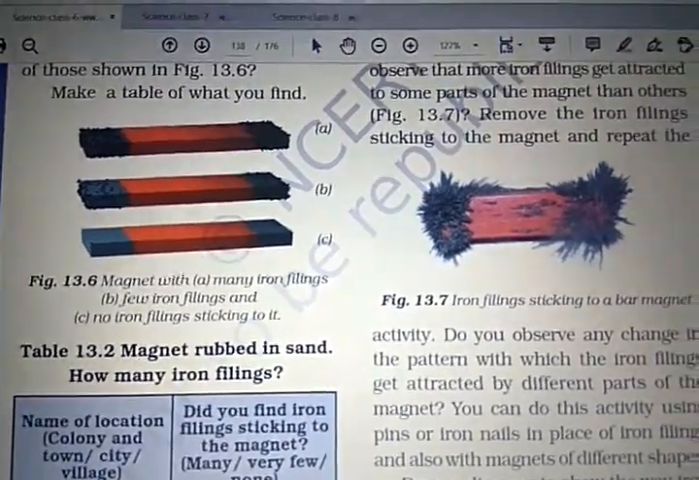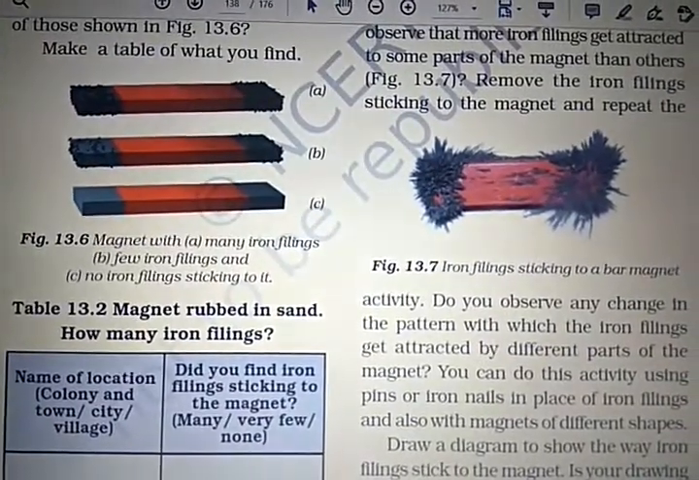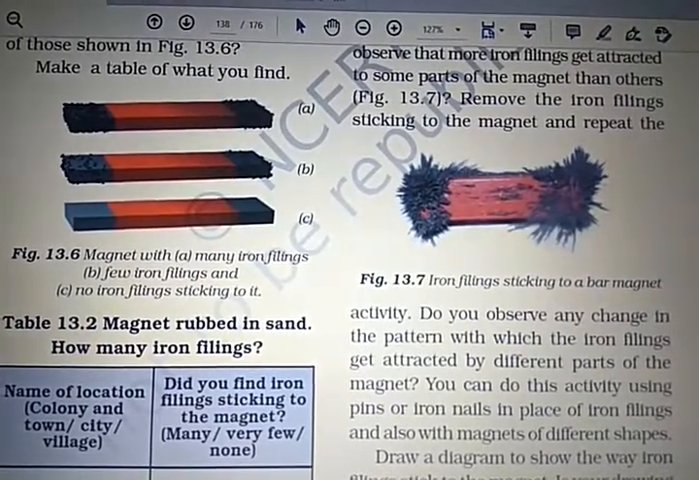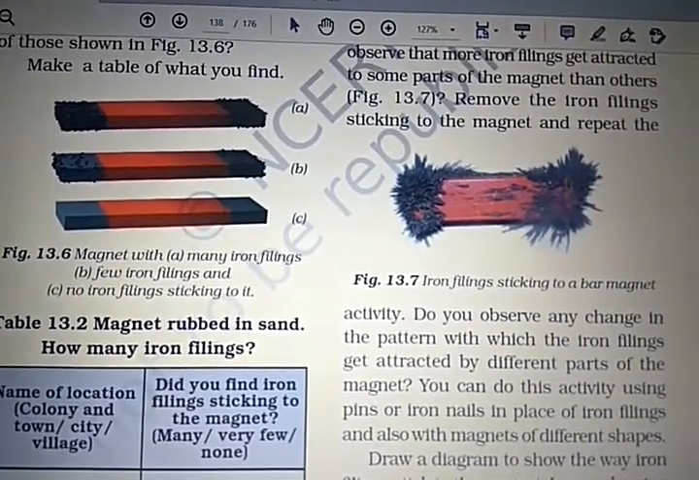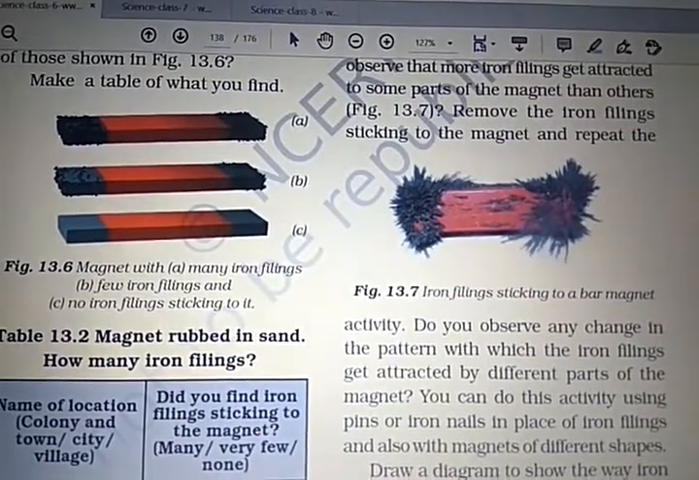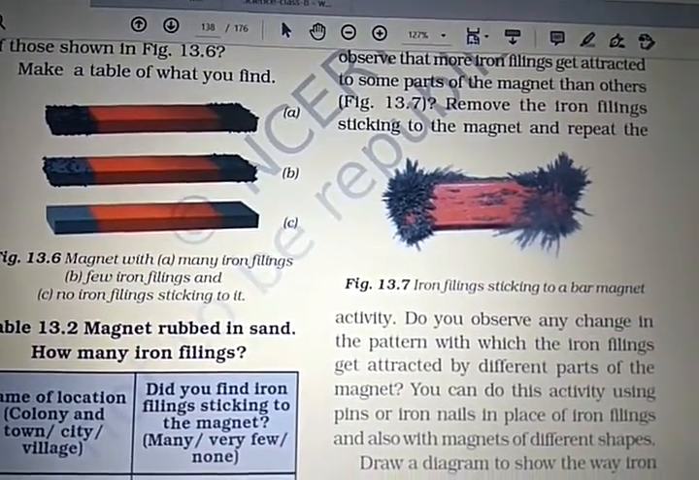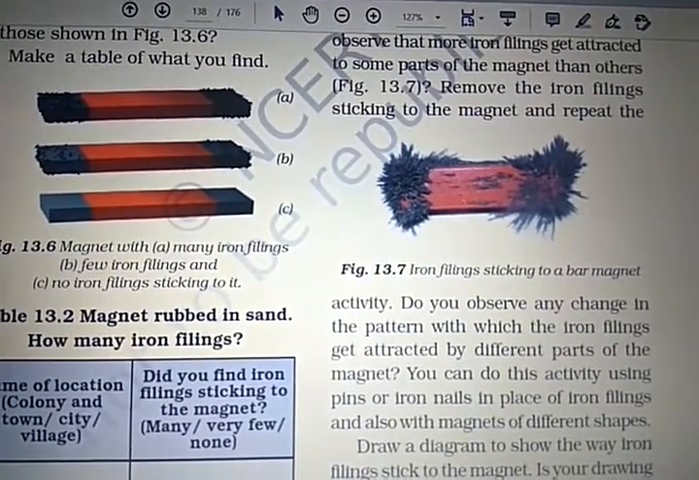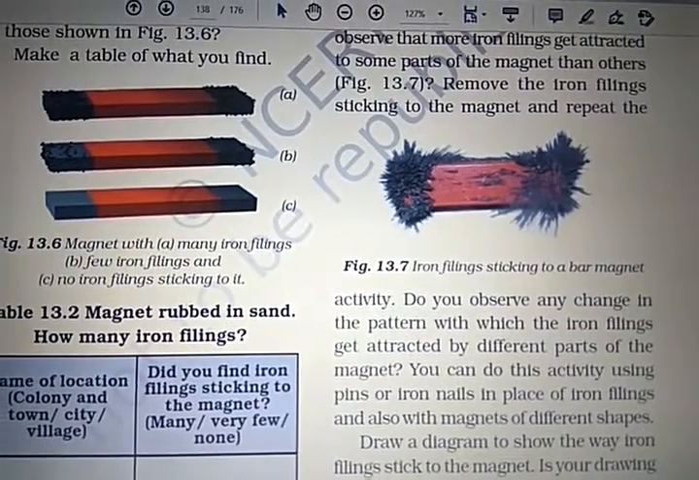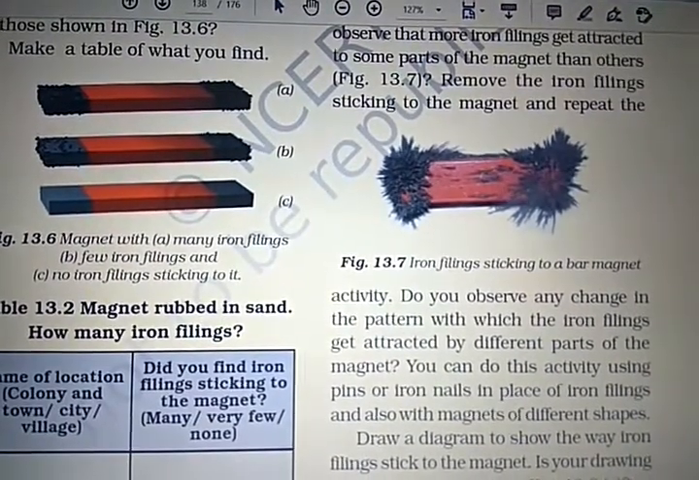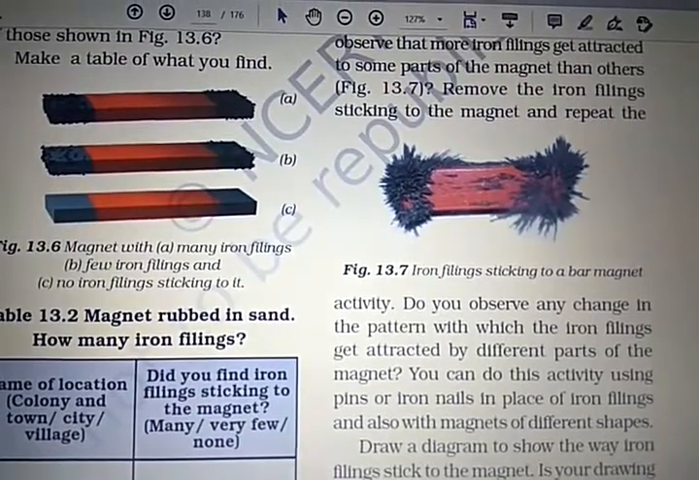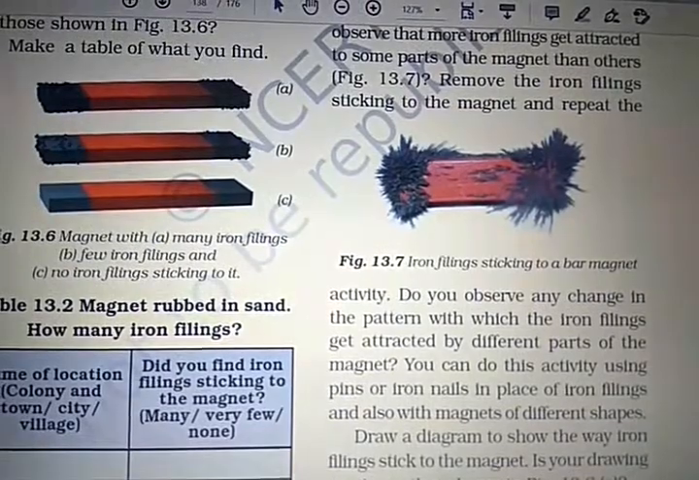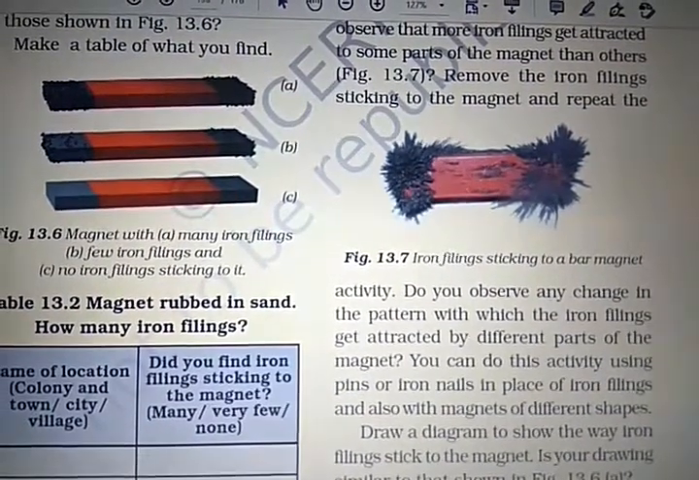Now you can look at the figure from textbooks. You can see here A, B, C, a magnet with many iron filings, few iron filings and no iron filings sticking to it. So you see that when you use iron powder with a magnet, you can find the area where more iron powder sticks to it. In which area? More and more iron powder sticks to its ending areas, which means the north and south pole.